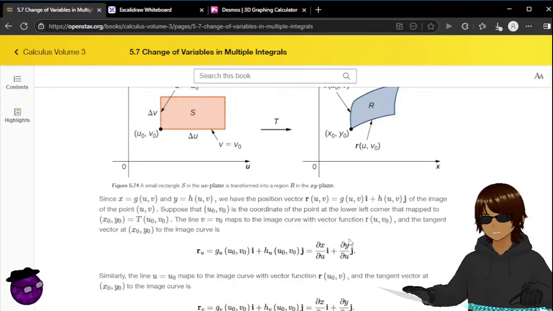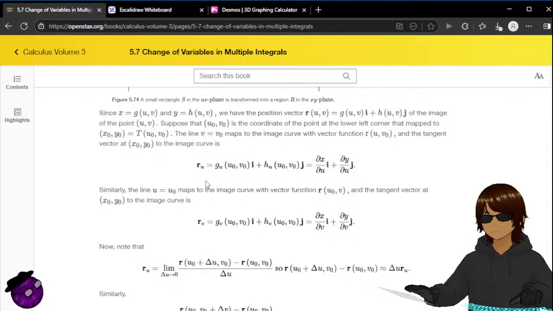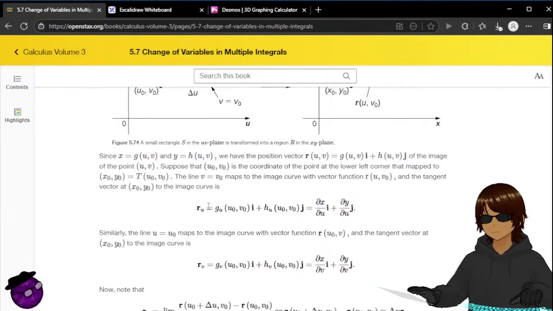But why are we representing it like this? Okay, so this is the partial derivative of r with respect to u. So r_uv is defined like this. Taking the partial derivative with respect to u is defined like this. You take the partial derivative with respect to u independently, and it's defined like this.